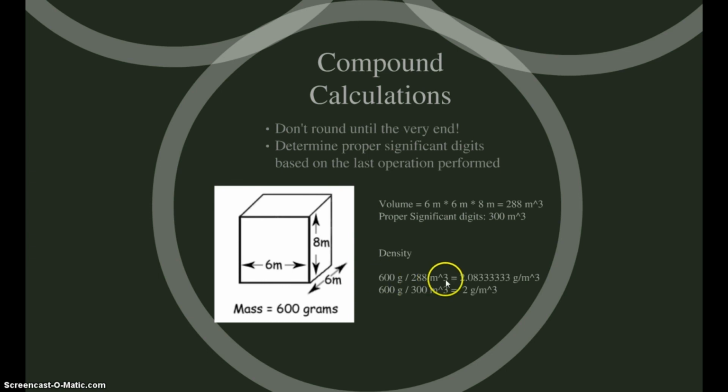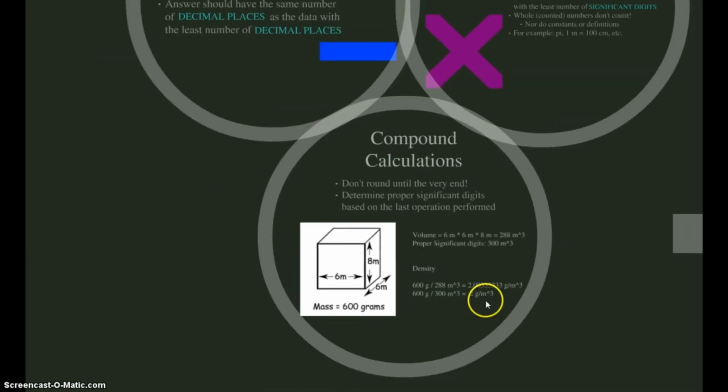Mass over volume. So we would get the mass over volume without rounding, 2.083333 grams per meter cubed. And then if we had rounded, we would get only 2, which is a little bit off. So keep that in mind. Don't round till the end. That's the basic idea.